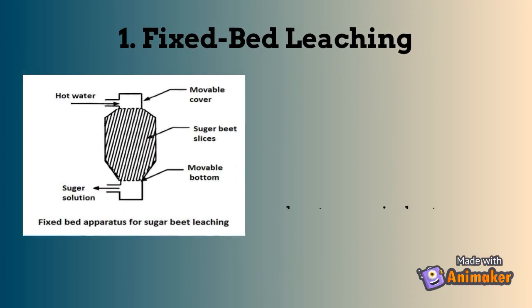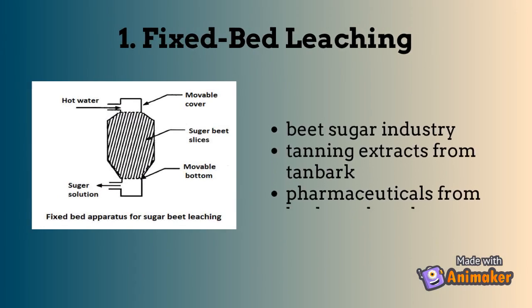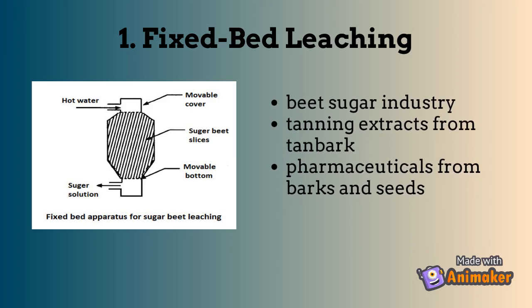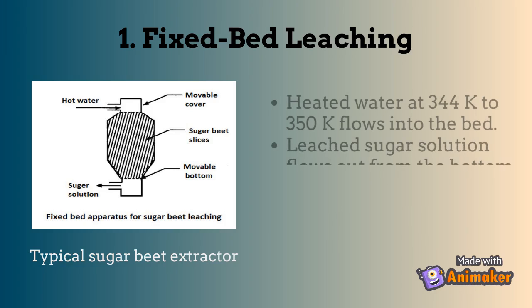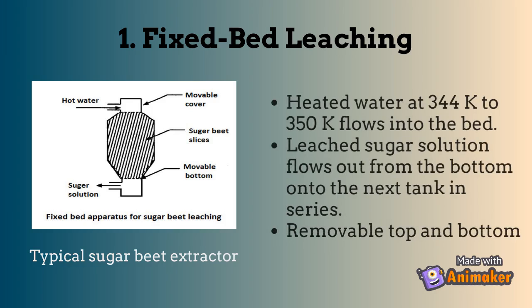Fixed bed leaching is used in processes such as beet sugar extraction, extraction of tanning extracts from tan bark and extraction of pharmaceuticals from barks and seeds. This figure shows a typical sugar beet extractor. Heated water at 344 Kelvin to 350 Kelvin flows into the bed to leach out the sugar. The leached sugar solution flows out the bottom onto the next tank in series. The top and bottom covers are removable so that the leached beets can be removed and a fresh charge added.